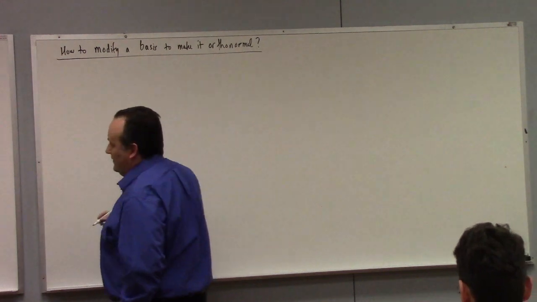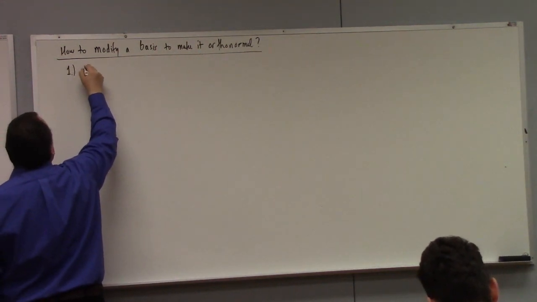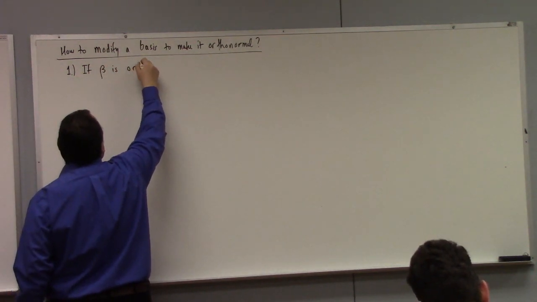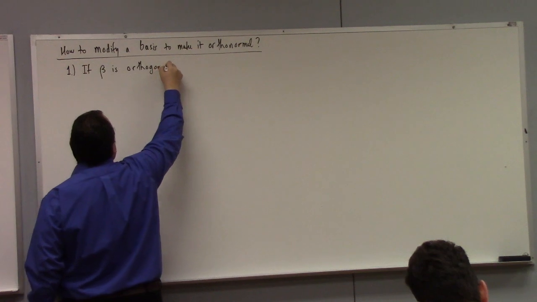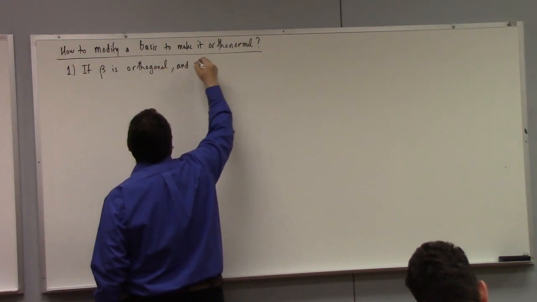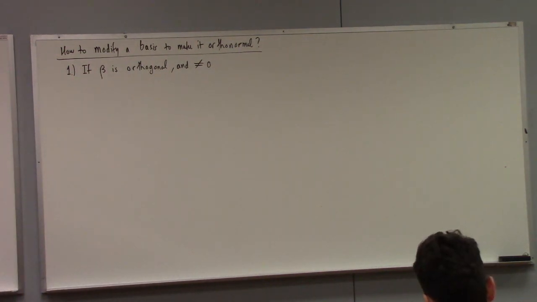So, hey, let's start with a really stupid case. Number 1: if beta is orthogonal and non-zero. See, because 0 is orthogonal to everything, isn't it? Think about this. What is 0 not perpendicular to? 0 is perpendicular to everything because the 0 vector dotted with any vector is 0.